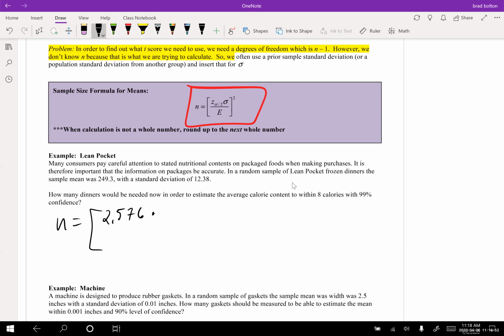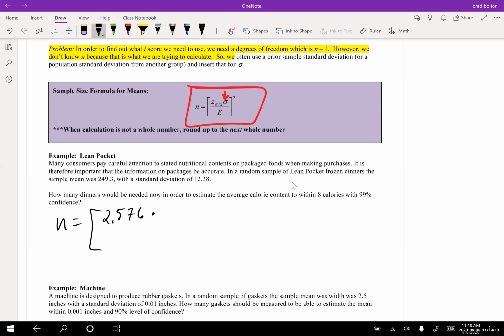Okay, and it says in a random sample of lean pocket frozen dinners, the sample mean was 249 with a standard deviation of 12.38. Now I want you guys to notice something right here. That says that we're supposed to use the population standard deviation, but we don't know it. Well, what do we know? We do know the sample standard deviation. So we're just going to use that anyway, even though it's not exactly what we want.